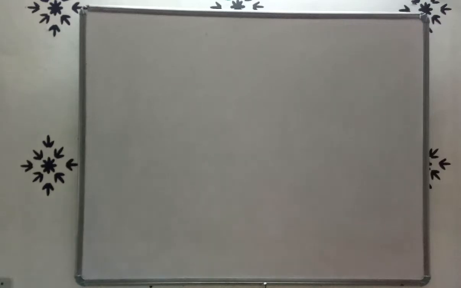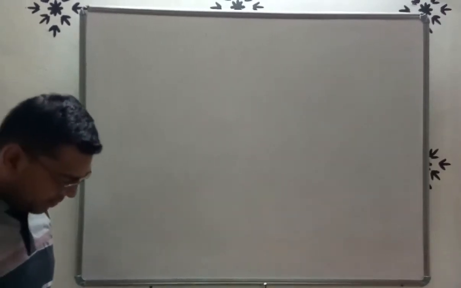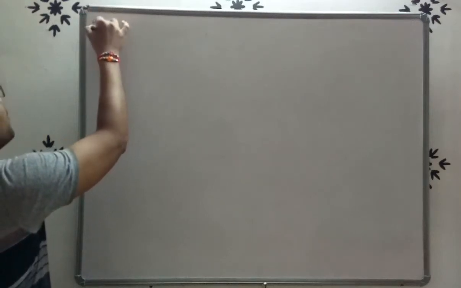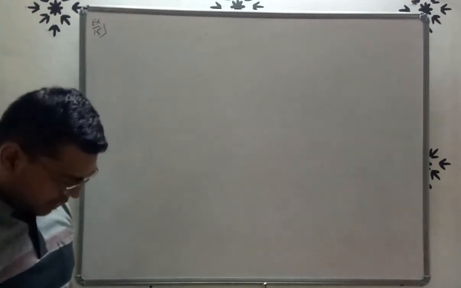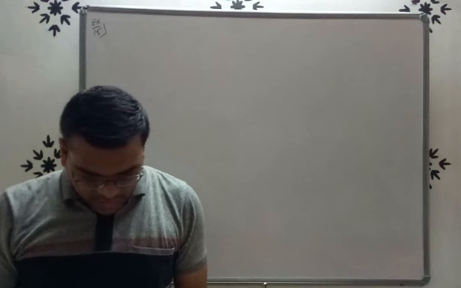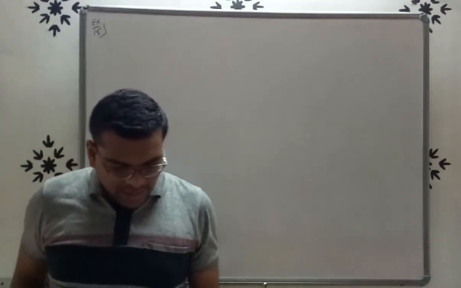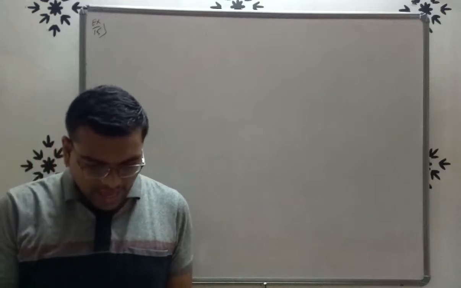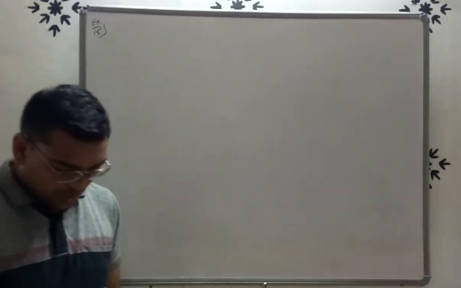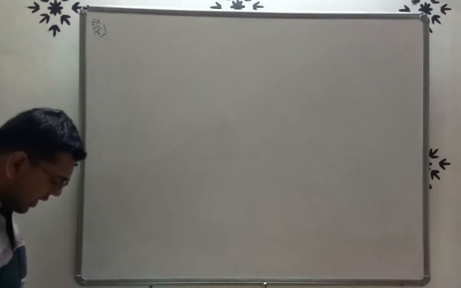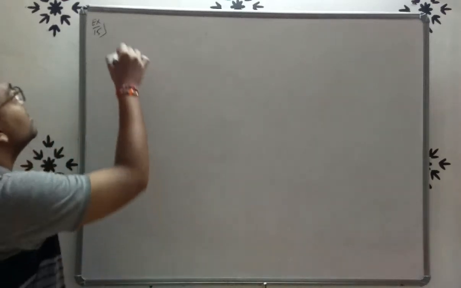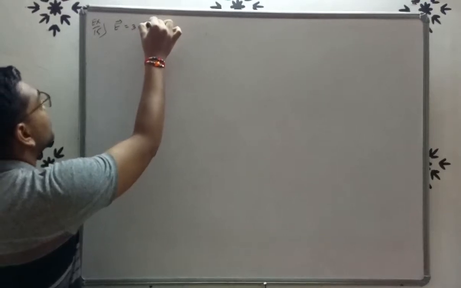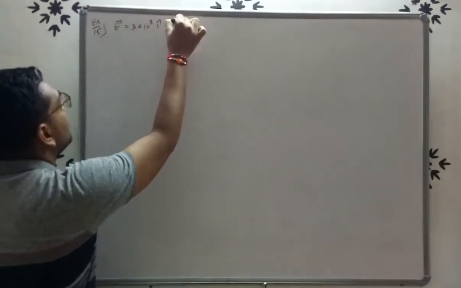Now our next example is example number 15. Consider a uniform electric field E equals 3 into 10 raised to 3 i-cap Newton per Coulomb. So here the electric field is given as 3 into 10 raised to 3 i-cap. So E equals 3 into 10 raised to 3 i-cap Newton per Coulomb.